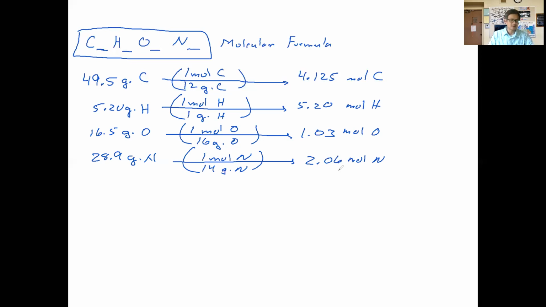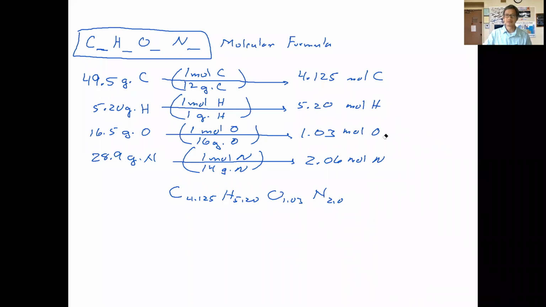All right. So with that said, right now what we have, and this is what we're after, is the ratios. So we have 4.125 moles of carbon for every 5.20 moles of hydrogen, 1.03 moles of oxygen, and 2.06 moles of nitrogen. Now, this looks odd, and it should look odd to you.